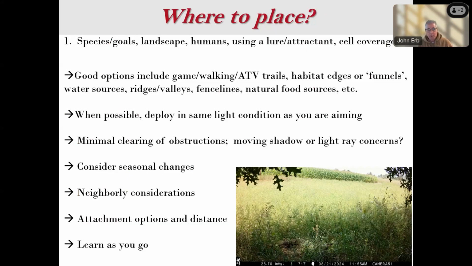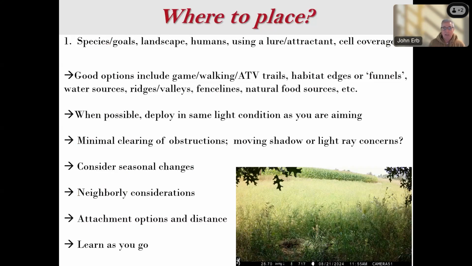Where's the best place to put a camera? Really depends again. Most of my slides start with, well, it depends, and that's just the way it is. So what species are you trying to monitor? Your goals? What's the overall landscape? Not just your property, but what's the lay of the land around your property? Where might animals be most apt to move?